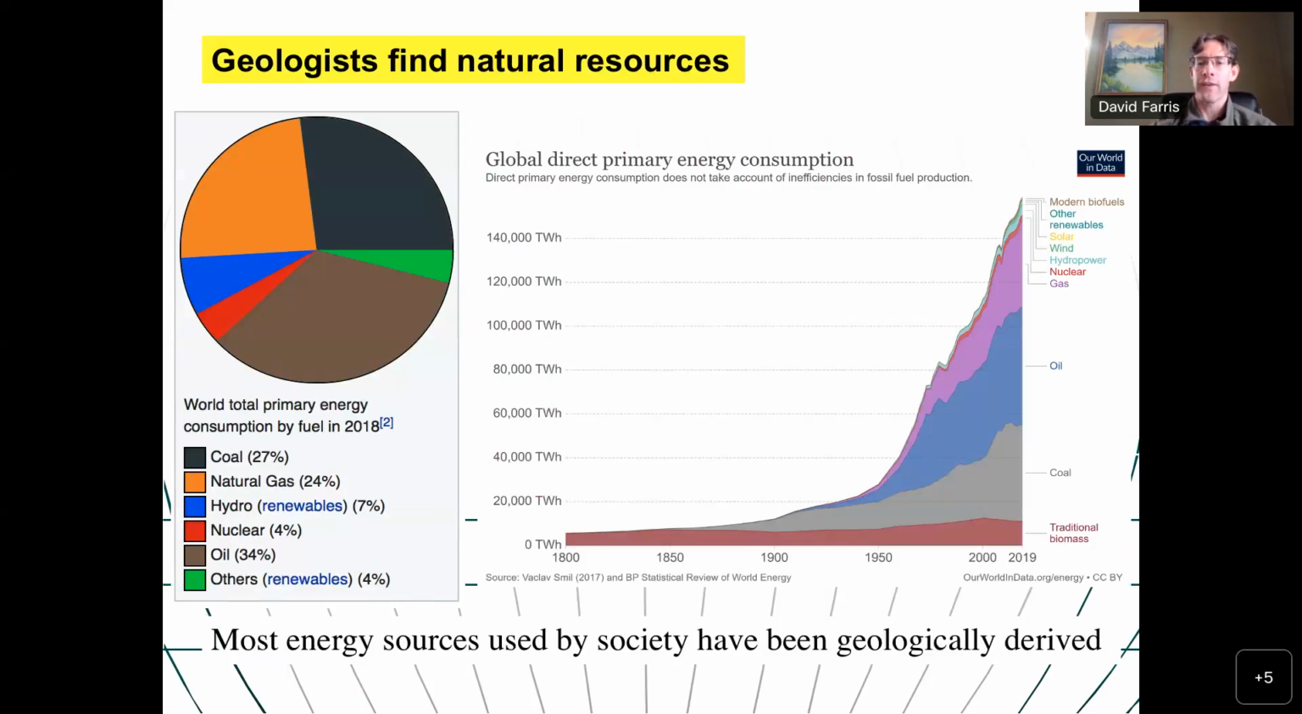Geoscientists are involved in finding most of the energy resources that allow us to run our society. Over the last 100 years, there's been a huge increase in energy consumption, and a lot of this comes from fossil fuels. There are also renewable energy resources that are becoming increasingly important. But being able to find these things and exploit them is something that geoscientists do. So they're involved in the very basic parts of our economy, without which nothing else would work.